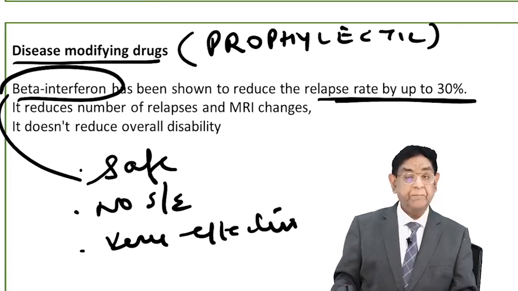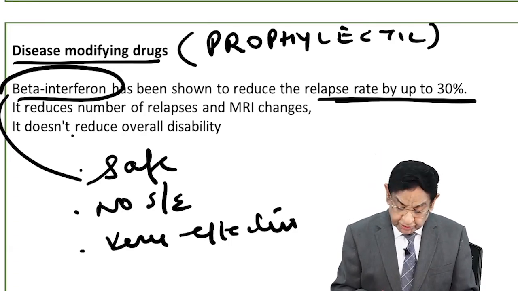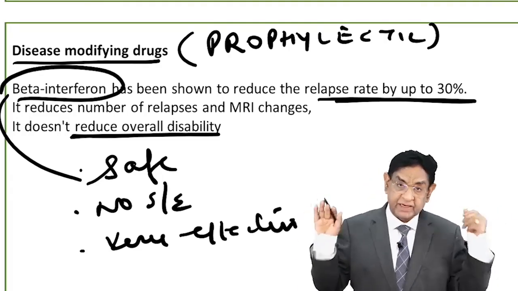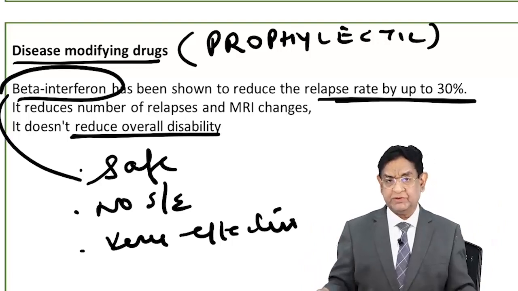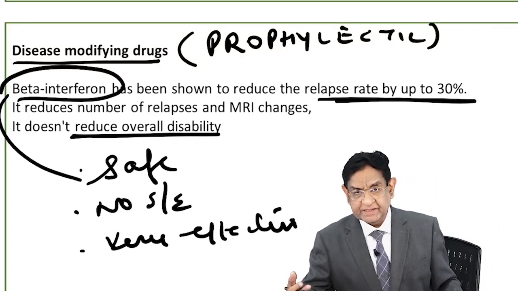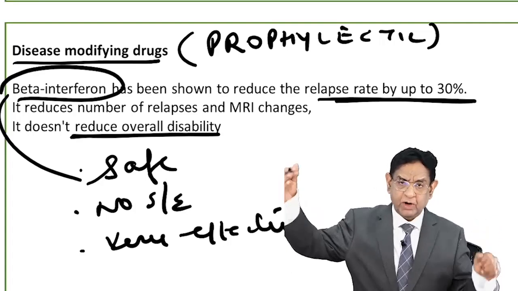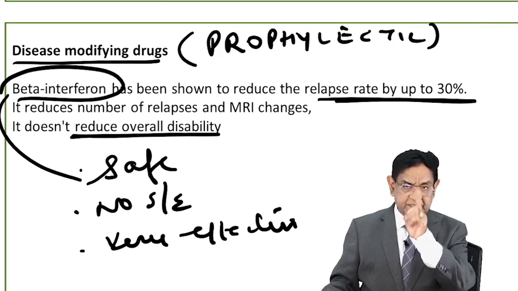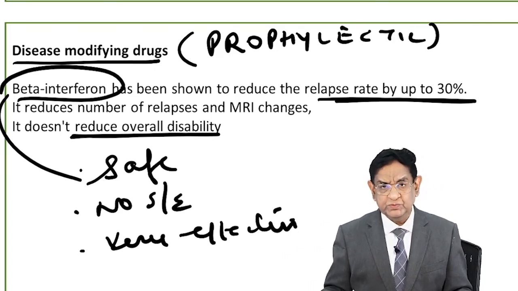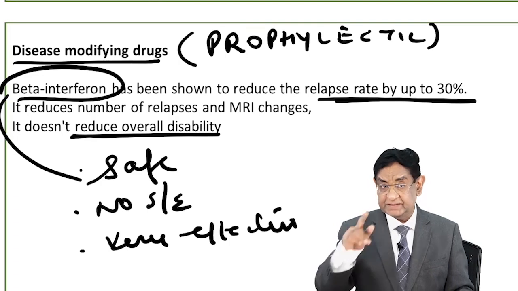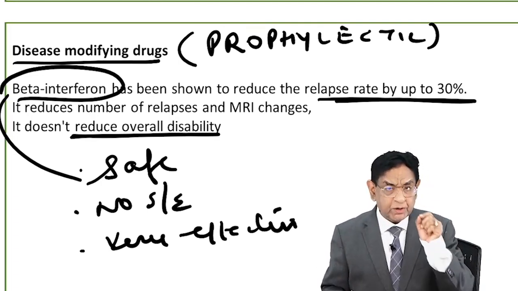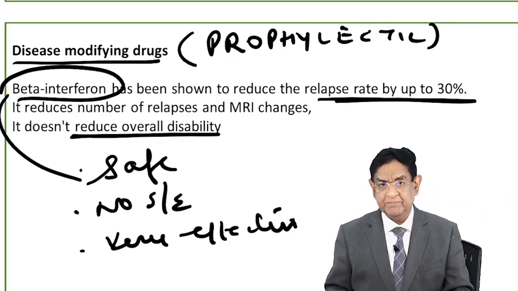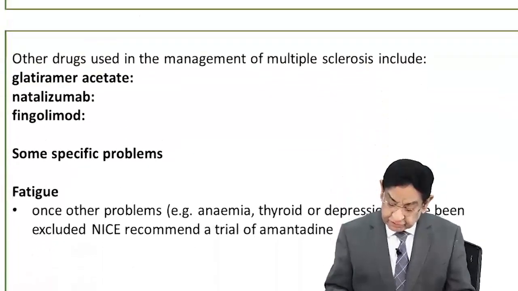Right? But the point to be noted, it's not going to reduce overall disability. The problem has to occur. It will occur in due course of time, but definitely much later. It will simply prolong the duration of onset of the problem. So the drug that we use for prevention of relapse is beta-interferon. Point to be noted, it is not for acute attack. For acute attack, you have to give methylprednisolone.